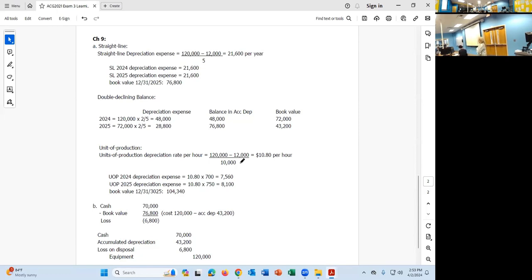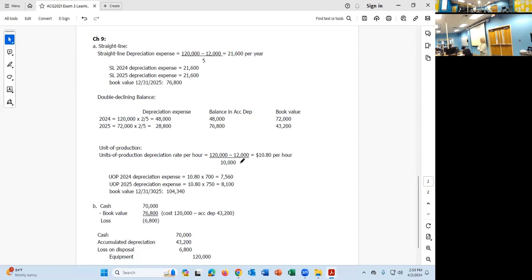So again, for a company to use units of production, you've got to keep track of the actual usage of your asset. The process is pretty straightforward every time: the rate times the actual usage. And again, book value is always cost minus accumulated depreciation. In this case, accumulated depreciation is the total of the 2 years' worth of depreciation, whatever that number happens to come to. So 120,000 minus the balance in accumulated depreciation gets you to your book value.